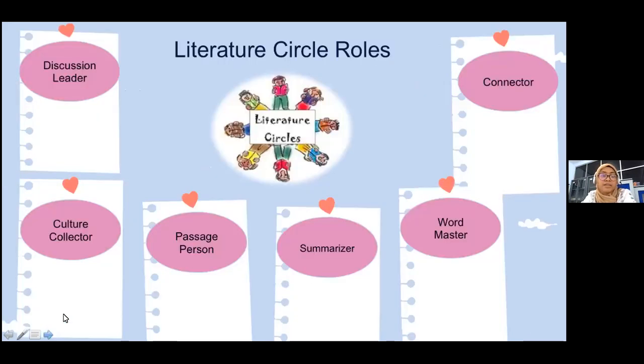And then the next is literature circle roles and also implementation that will be explained in detail by my partner, Bu Novitasari.